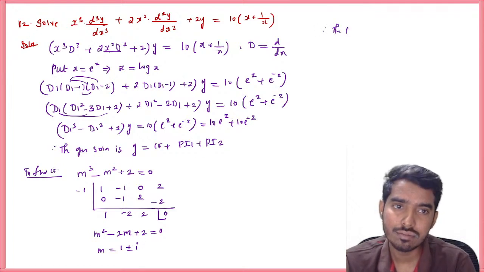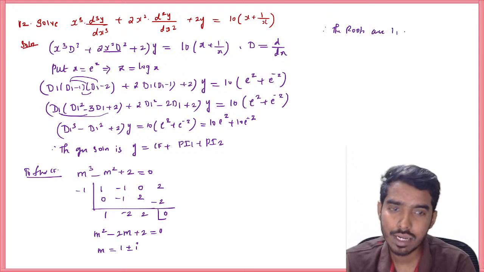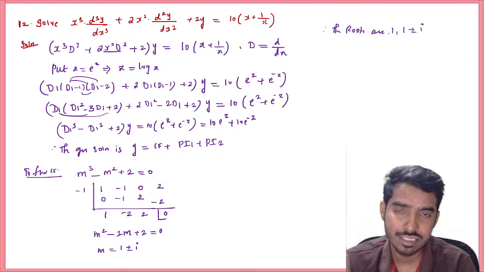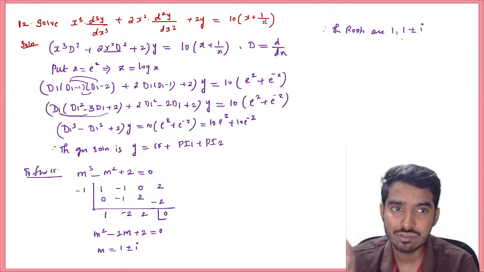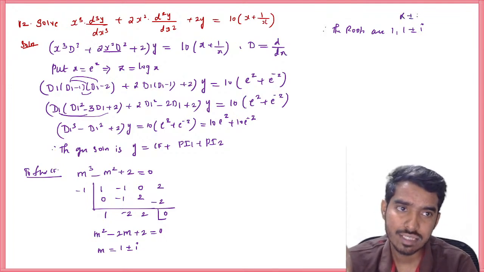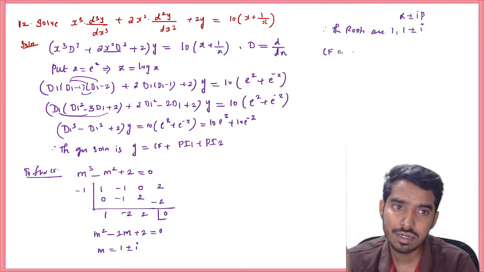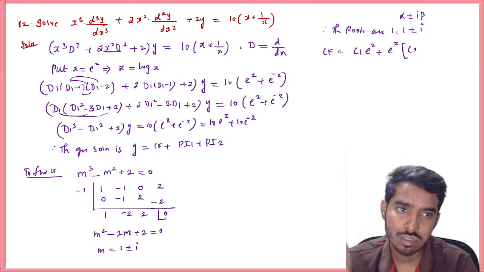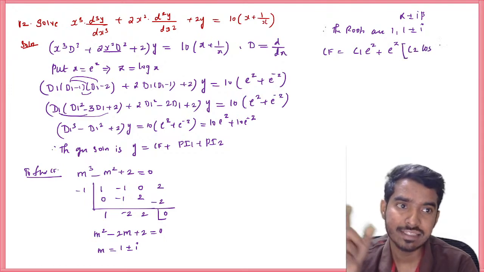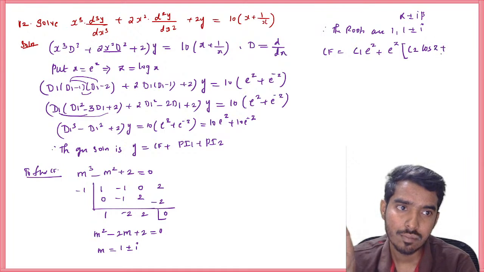Therefore, the roots are minus 1 and 1 plus or minus i. So we have one distinct root and one pair of complex roots, alpha plus or minus i beta. For the distinct root, I'll put c1 e power minus z, and for this, e power alpha z into (c2 cos beta z plus c3 sin beta z), where beta is 1 again.